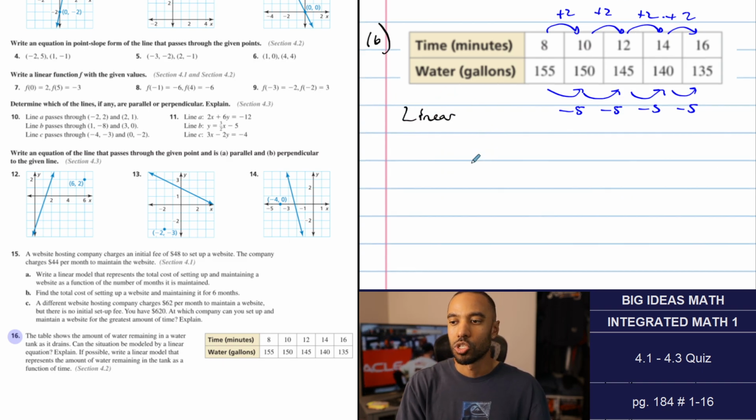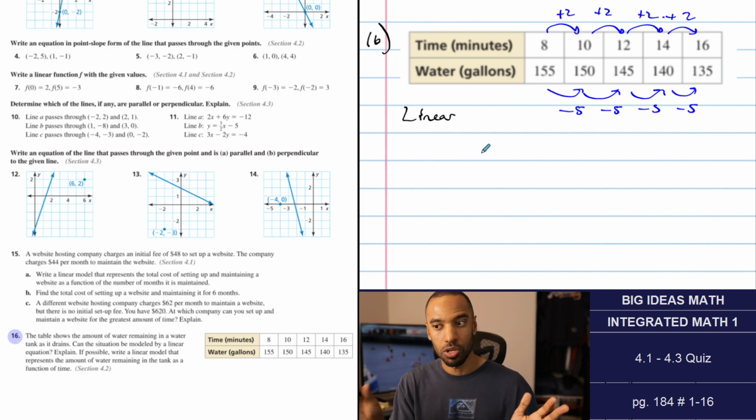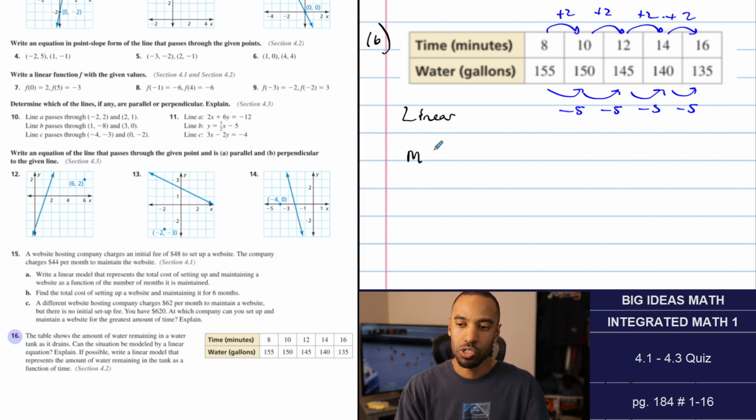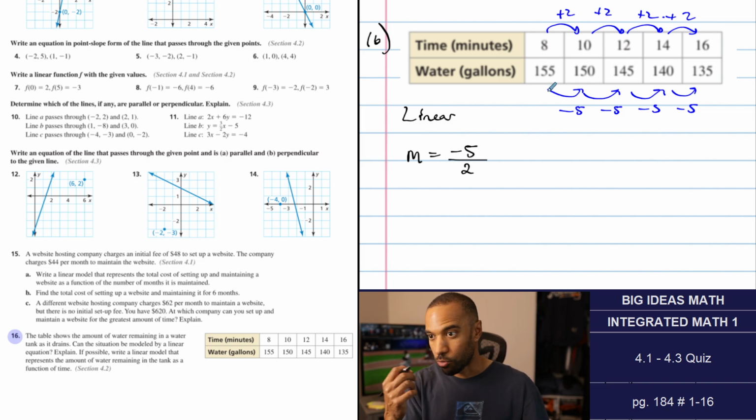Okay. So we're going to write a function. In order to do this, we need some sort of slope. The slope's given to you, or you're working out slope right now. You're subtracting 5 each time you increase by 2. Your slope is negative 5 over 2. Down 5 gallons of water every 2 minutes, as the tank is draining like that. So negative 5 over 2. Now we don't have a y-intercept.